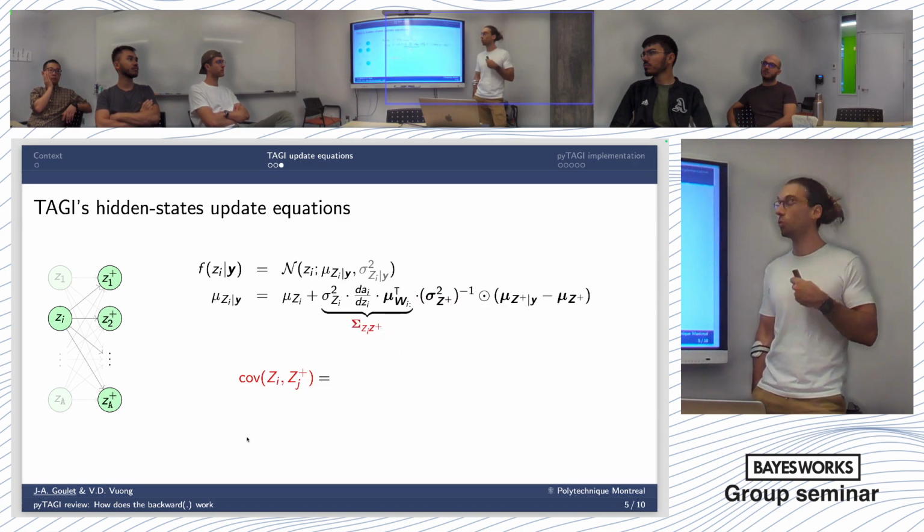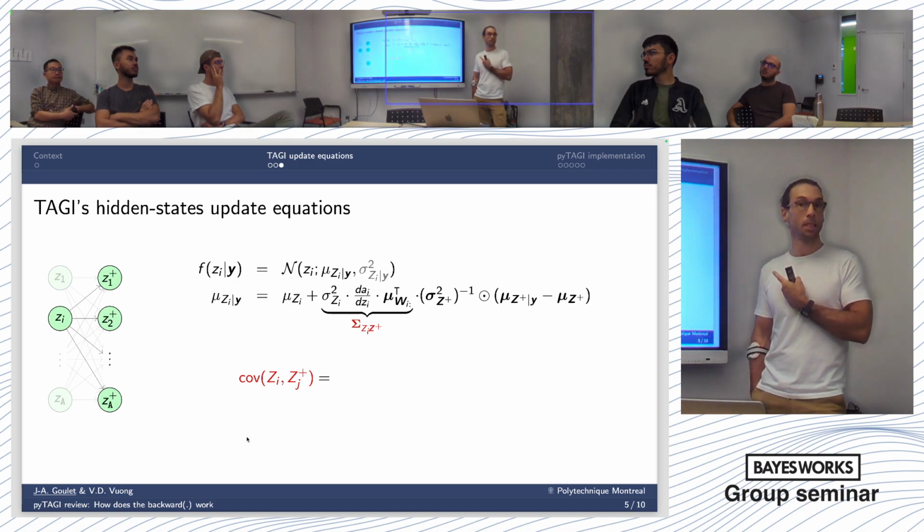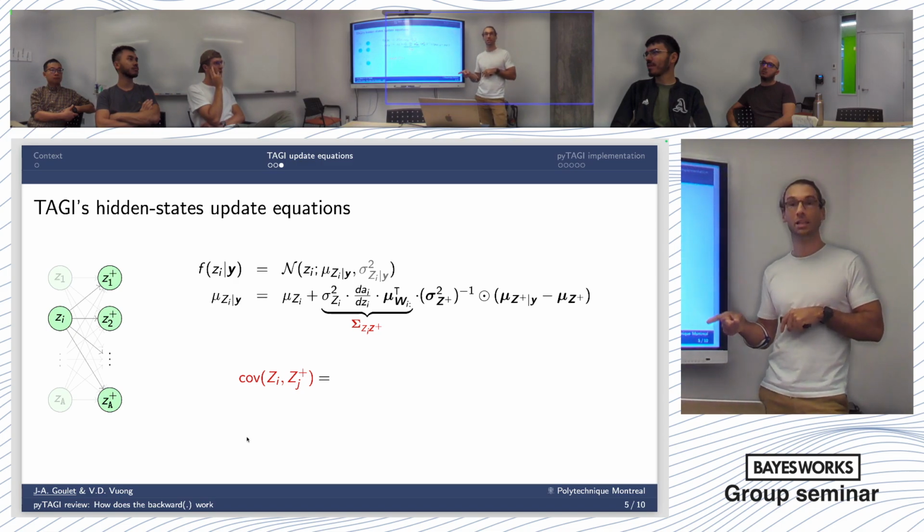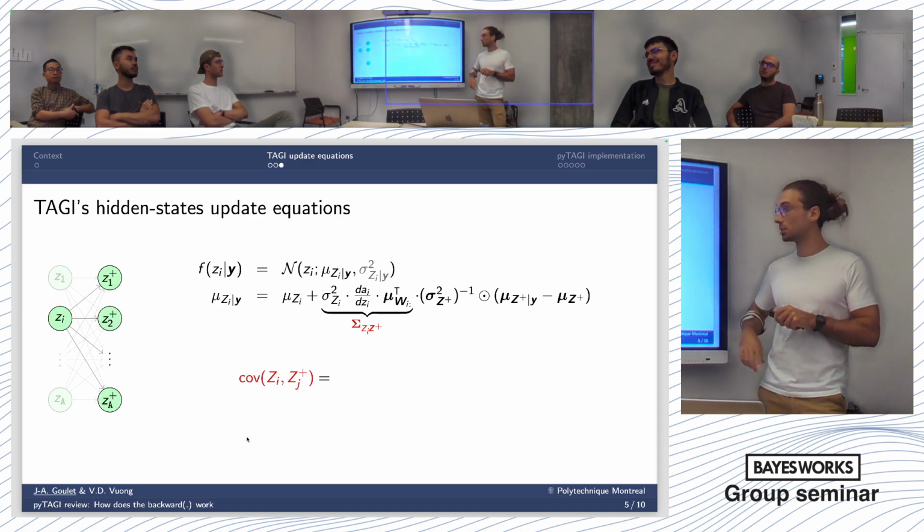Okay, let's look in detail at where it comes from. The covariance between Zi and the subsequent hidden layer can be broken down as the covariance between Zi and Zj plus. We're just going to look at one term. Where does it come from? What is the basic building block to obtain that covariance between Zi and Zj plus? What's in Zj plus?